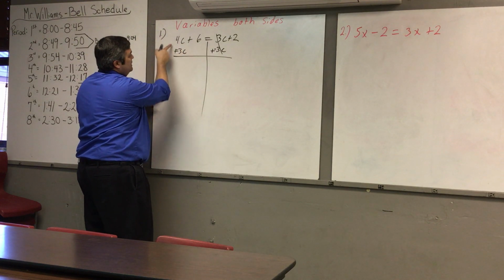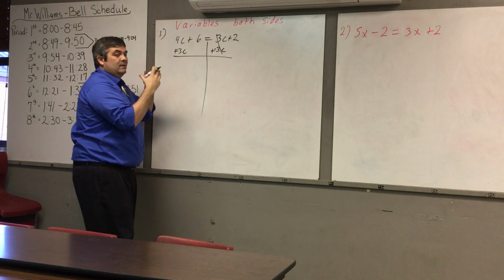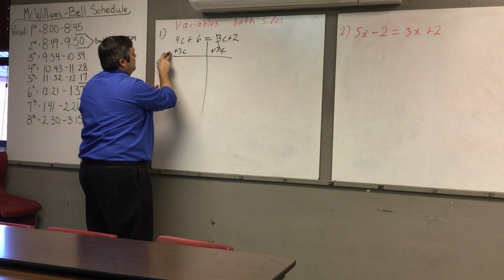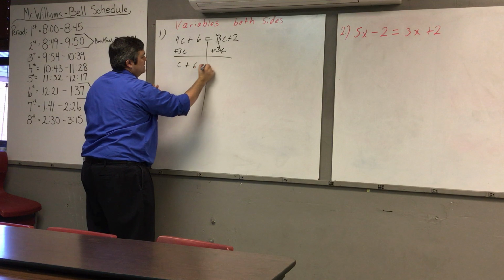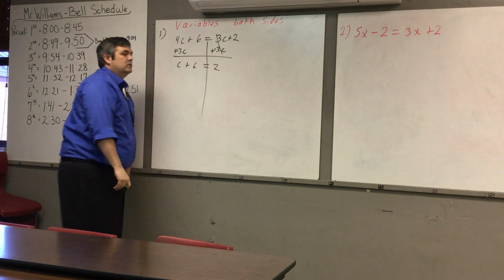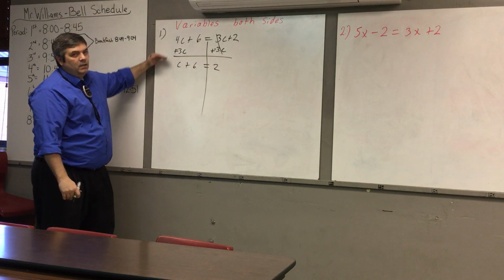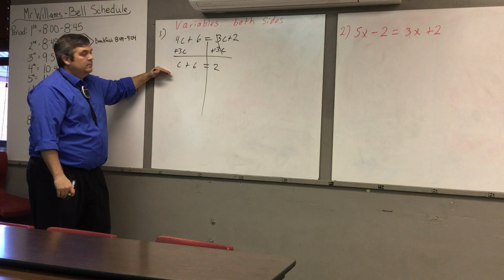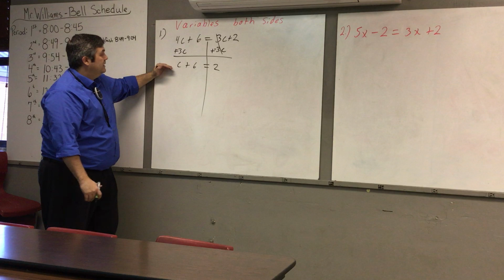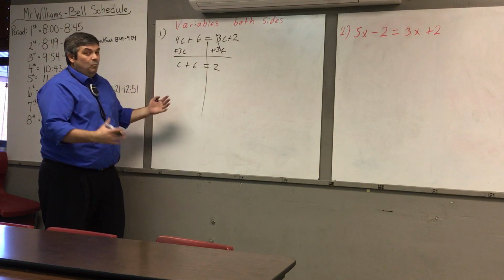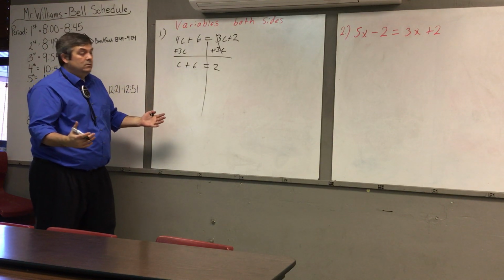Here, 4c plus negative 3c. Again, I'm combining like terms here. Gets me c plus 6 equals 2. Now notice, I took one step and then rewrote it. That's exactly what you're going to do. One step, rewrite. Okay, now, once I'm here, I'm really into a one-step equation.